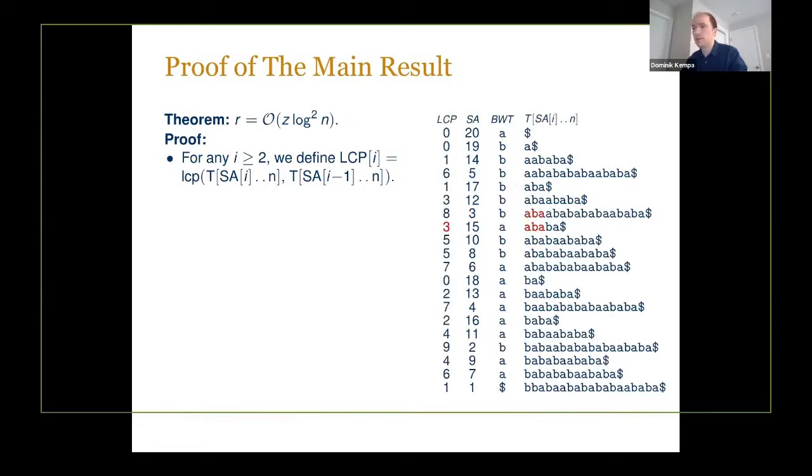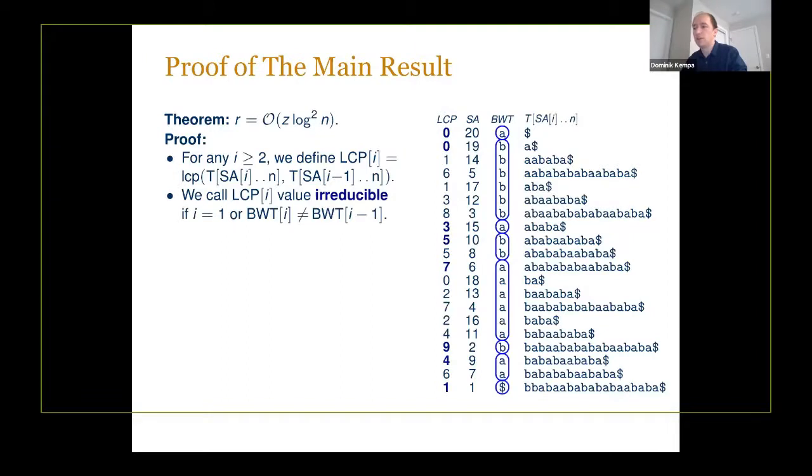So in this example, the LCP of 8 is equal to 3, since the corresponding 2 adjacent suffixes in the suffix array share a common prefix of length 3. And we call LCP of I irreducible if either I is equal to 1, that's a special case, or BWT of I is different from BWT of I minus 1. In other words, irreducible LCPs are the LCPs between suffixes which are on the boundary of runs in BWT, and you can see it if you highlight the runs.